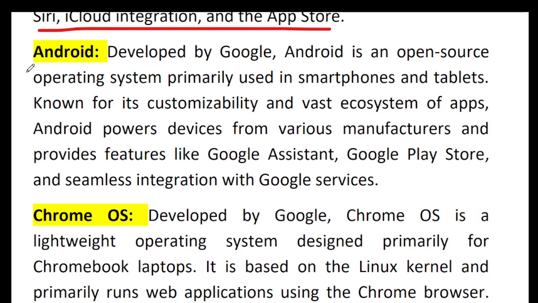The next operating system is Android. Developed by Google, Android is an open source operating system primarily used in smartphones and tablets. It is known for its customizability and vast ecosystem of apps. Android powers devices from various manufacturers and provides features like Google Assistant, the Google Play Store, and seamless integration with Google services.